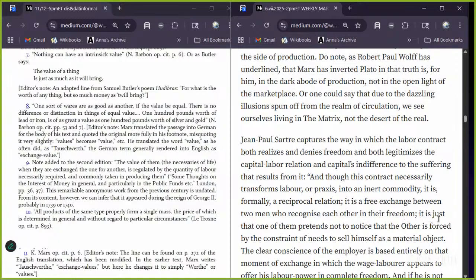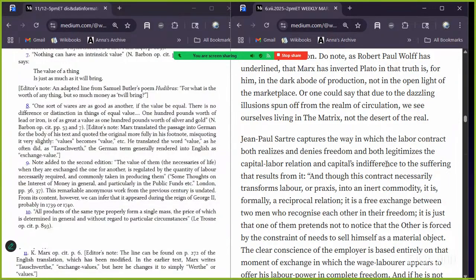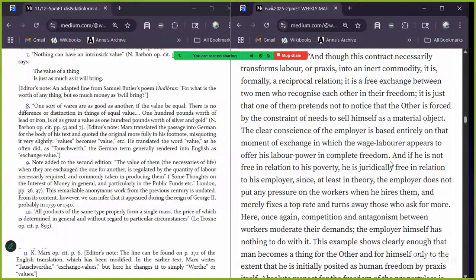It is just that one of them pretends not to notice that the other is forced by the constraint of needs to sell him or herself, to sell themselves as a material object. The clear conscience of the employer is based entirely on that moment of exchange in which the wage laborer appears to offer his labor power in complete freedom.